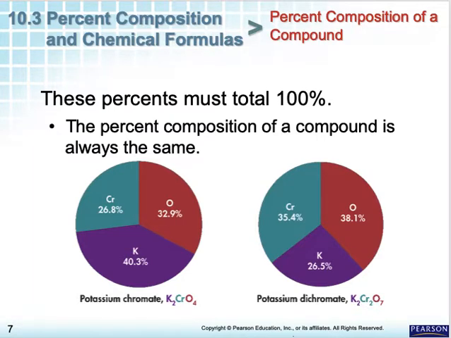If they are the same compound, the percent composition will be identical. But if they are not the same compound, the percent composition will be different. And so potassium chromate has a different percent composition than potassium dichromate does, because there is more chromium and more oxygen to the same amount of potassium. We do get a whole set of new percentages.